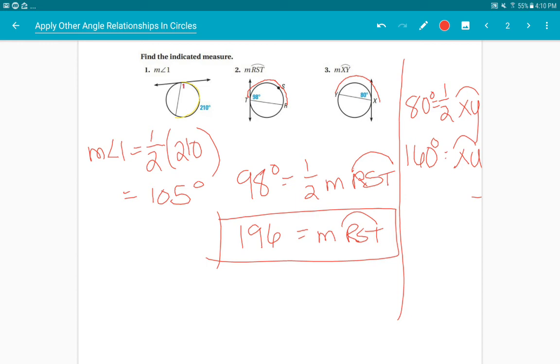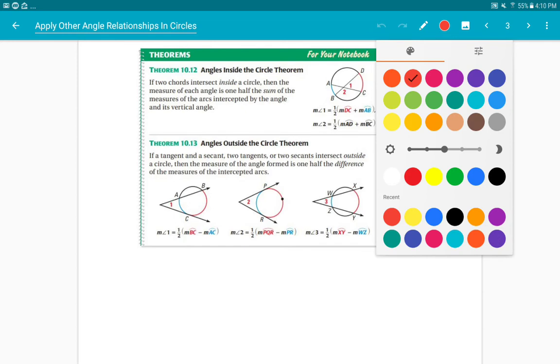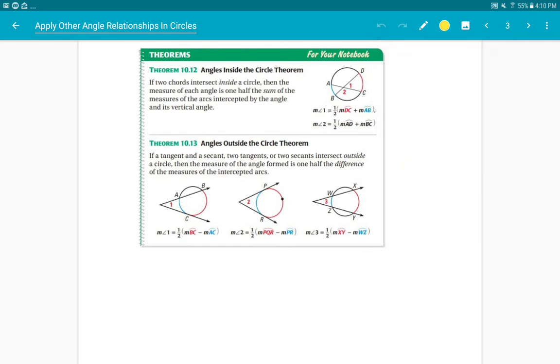Okay, next one. So here we have two theorems, and they all depend on where the location is in terms of the angles. The first one, it's very important that you notice, is inside the circle. Notice you have two chords that intersect and they're creating four angles inside of the circle. The second theorem is outside the circle. So notice that angles 1, 2, and 3 are all outside of the circle. They do not exist on the inside of the circle.